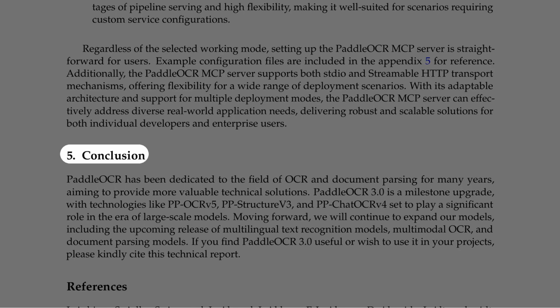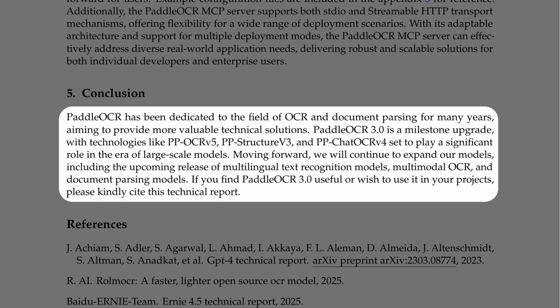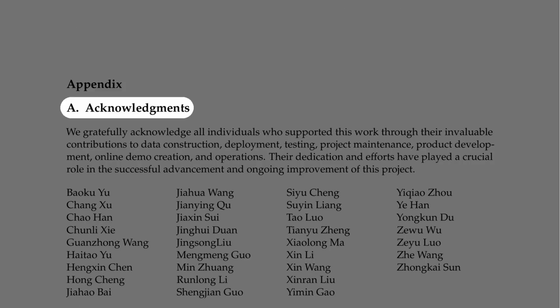5. Conclusion. PaddleOCR has been dedicated to the field of OCR and document parsing for many years, aiming to provide more valuable technical solutions. PaddleOCR 3.0 is a milestone upgrade with technologies like PP-OCRv5, PP-StructureV3, and PP-ChatOCRv4 set to play a significant role in the era of large-scale models. Moving forward, we will continue to expand our models, including the upcoming release of multilingual text recognition models, multimodal OCR, and document parsing models. If you find PaddleOCR 3.0 useful or wish to use it in your projects, please kindly cite this technical report. Appendix A Acknowledgements.